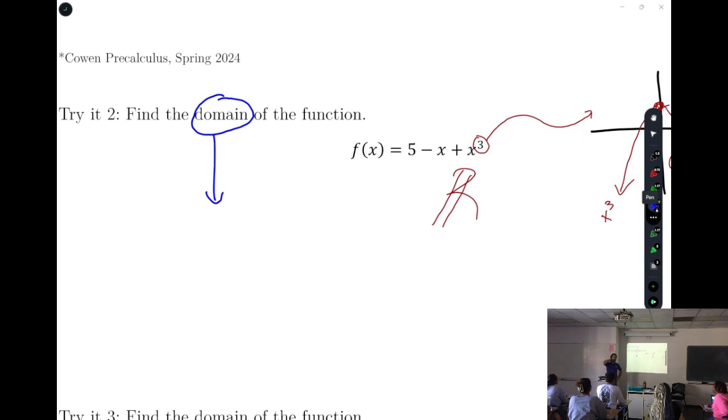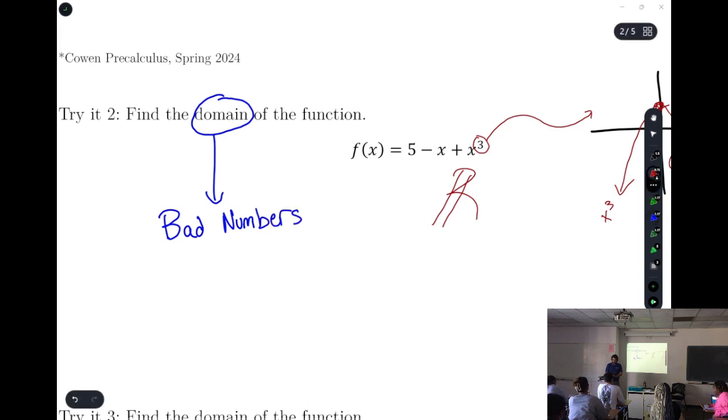Luke? I was going to say bad number. That's what I was going to say too. We're going to look for bad. The real word is probably domain restrictions. And that's what we're going to immediately look for when you see the word domain.